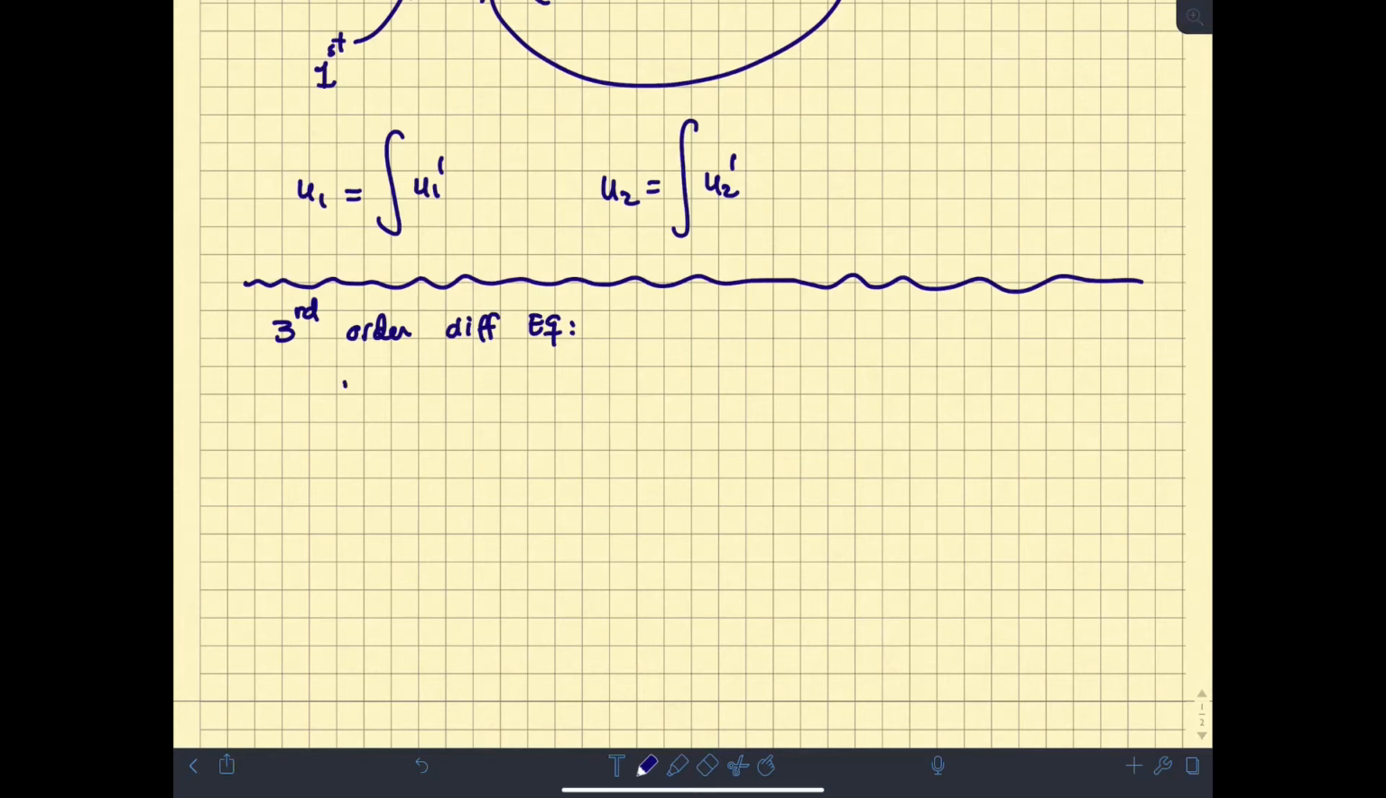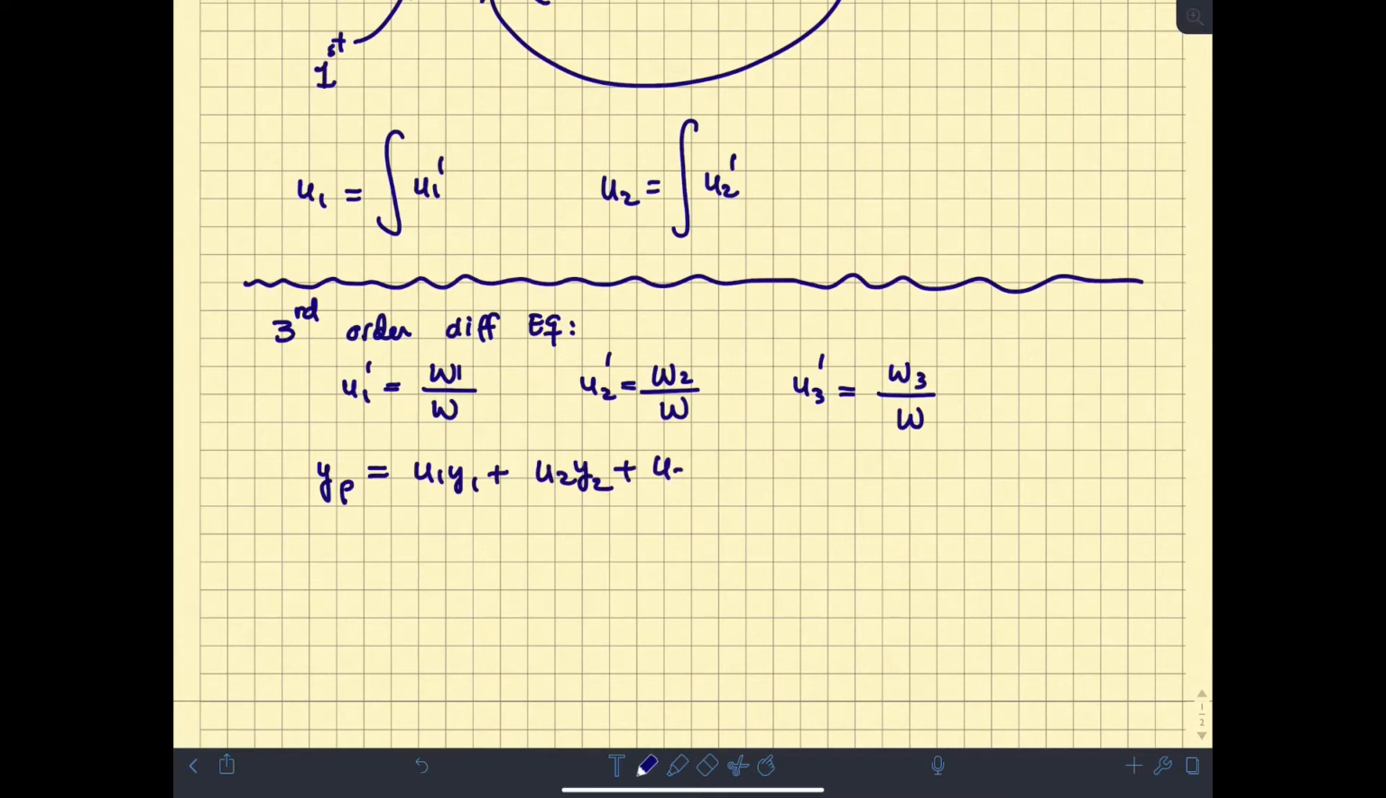my u1 prime will be w1 divided by w. My u2 prime will be w2 divided by w. And my u3 prime will be w3 divided by w. Remember that you are guessing a particular solution that looks like u1 y1 plus u2 y2 plus u3 y3, given that you have y1, y2, y3 from the homogeneous part, and those are your fundamental solutions.